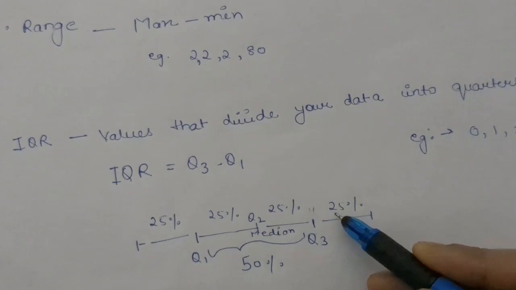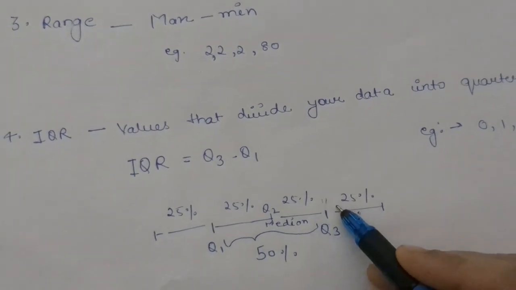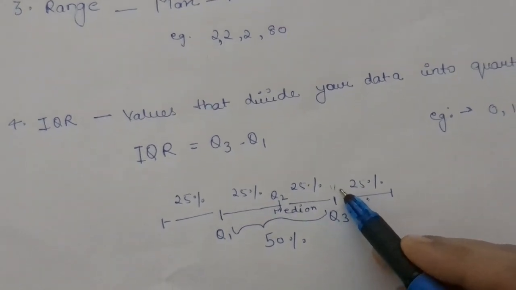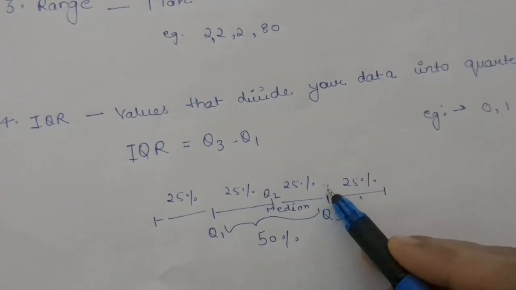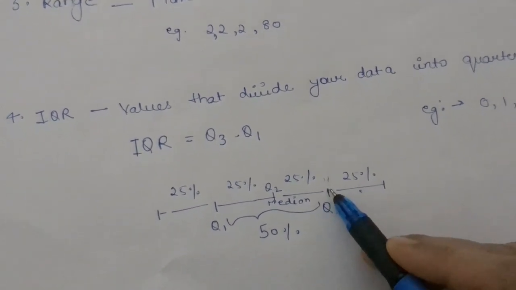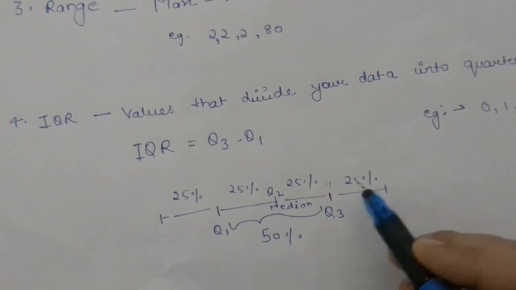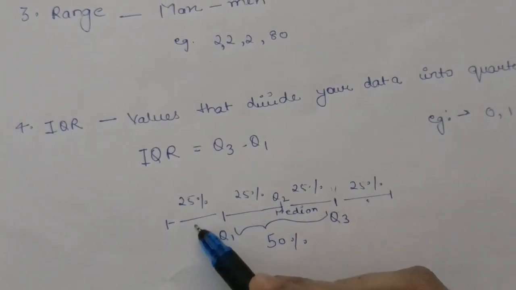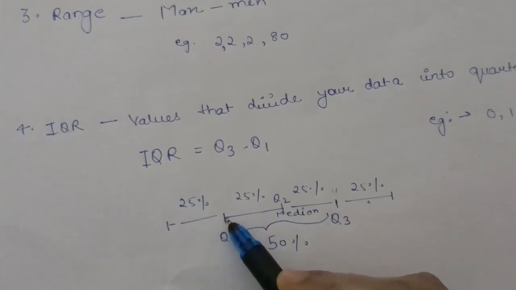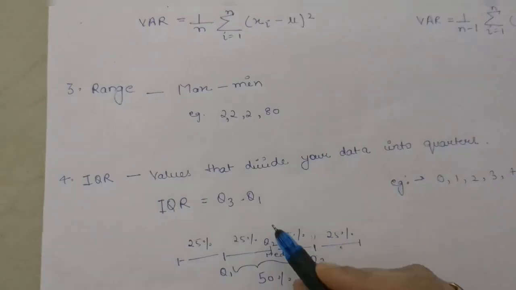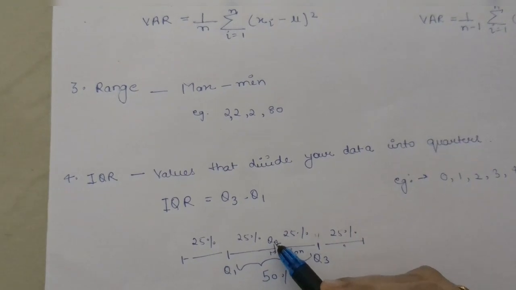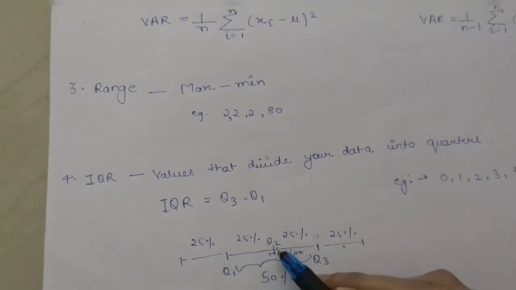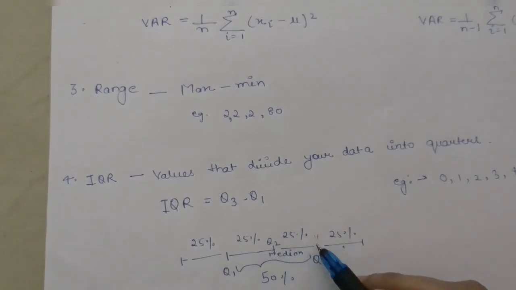So this Q3 is a point in which 75% of the data is below this point and 25% of the data is above this point. While in the case of Q1, 25% of the data is below this point and 75% of the data is above this point. While in the case of Q2, 50% of the data is on the left hand side and 50% of the data is on the right hand side.